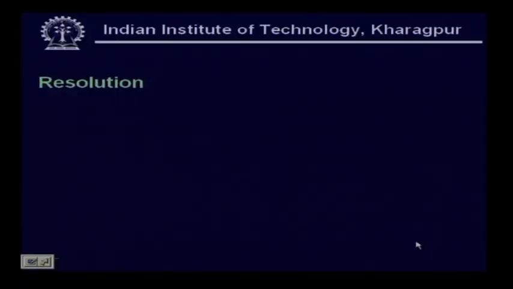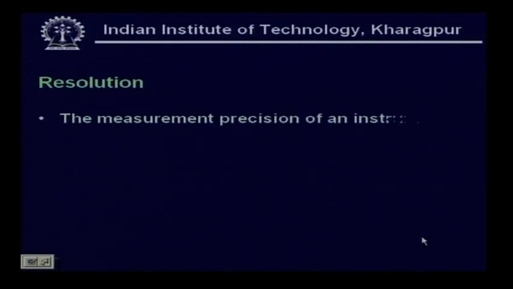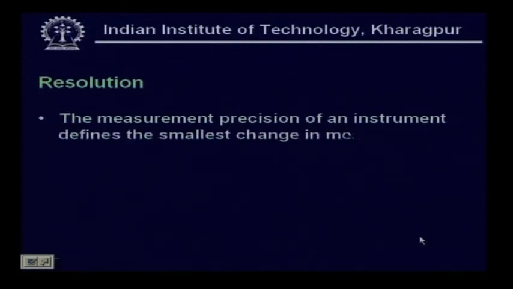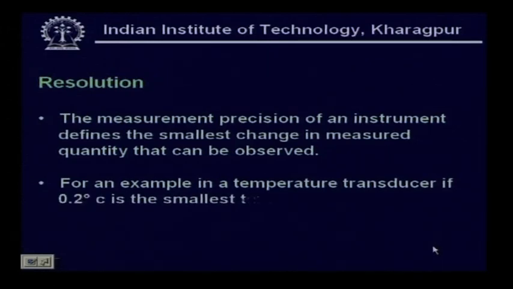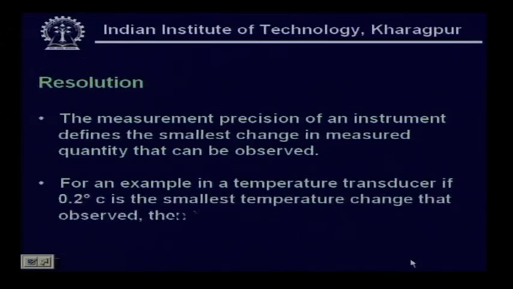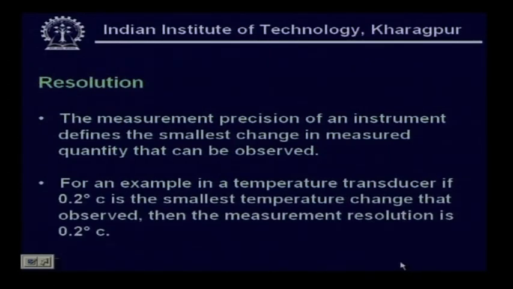Now, resolution is another important one. The measurement precision of an instrument defines the smallest change in measured quantity that can be observed. Suppose I have a thermometer where 0.2 degree centigrade is the minimum. For example, it looks like this in a temperature transducer. If 0.2 degree centigrade is the smallest temperature change observed, then the measurement resolution is 0.2 degree centigrade.